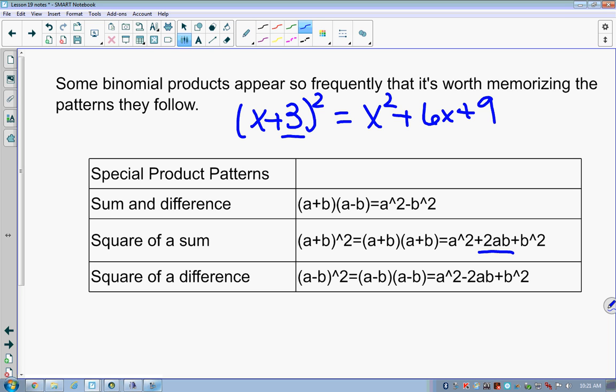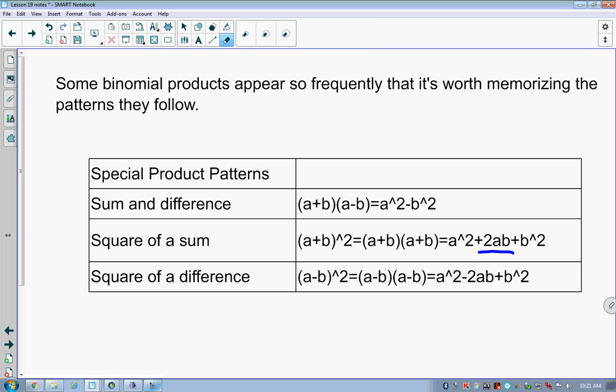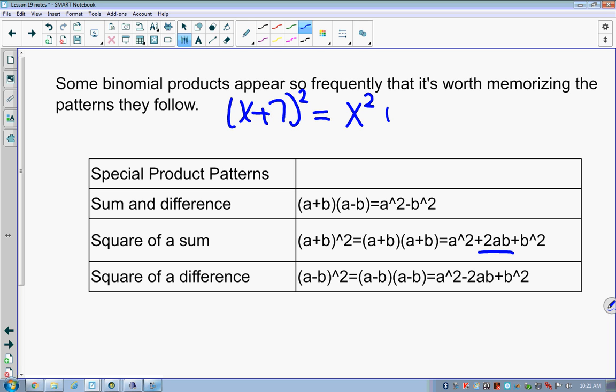Okay, let's try one more. Let's say we had x plus 7 squared. What's that going to be? I'm going to get x squared plus 14x plus 49. Does that make it easier? You multiply it by 2, and then you multiply it by itself.